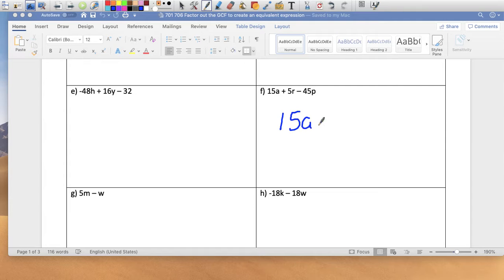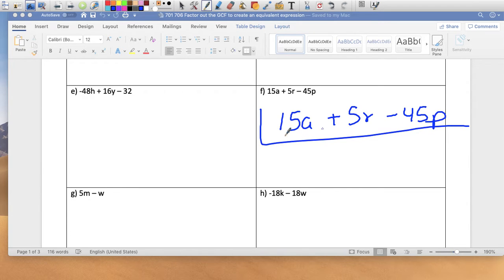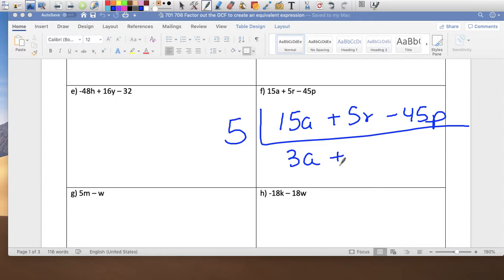15a plus 5r minus 45p. This one's obvious, right? We can take a 5. So 5 into 15a is 3a plus 5 into 5r is just 1r. And 5 into 45p is 9p. So it's 5 times 3a minus r minus 9p.